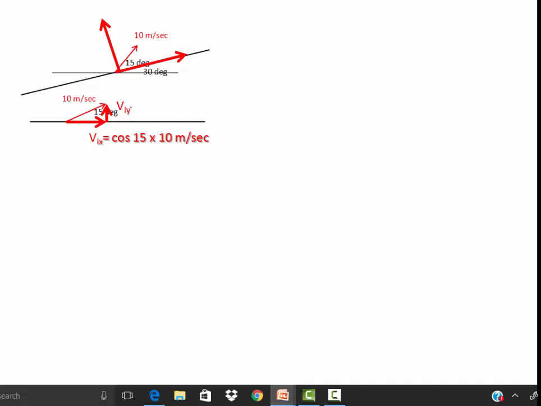Likewise, the initial velocity in the y direction, we know that the sine of 15 degrees is going to equal the opposite, which is V_i y over the hypotenuse, which is 10 meters per second, and you solve for V_i y, and you get sine of 15 degrees times 10 meters per second.